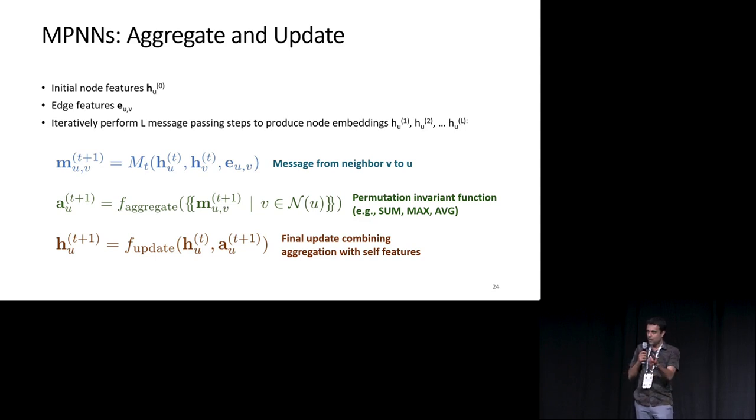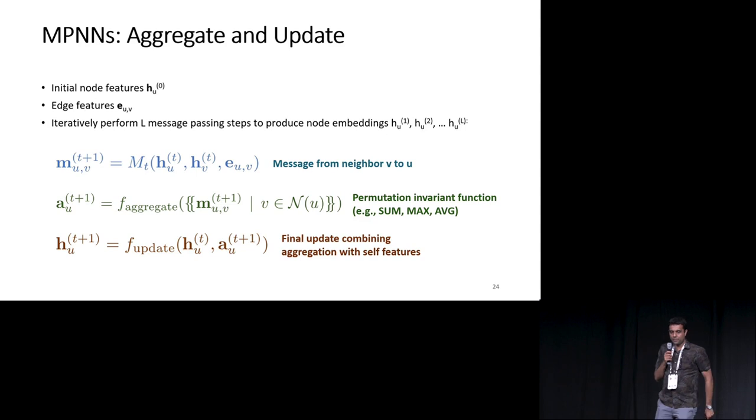So the behavior of this network should not depend on how you order the nodes in your graph. Typically you use something like sum, max, or average. You can use things like deep sets as well.